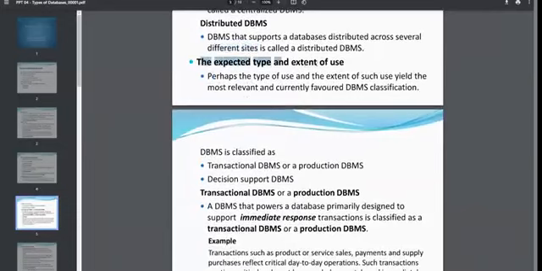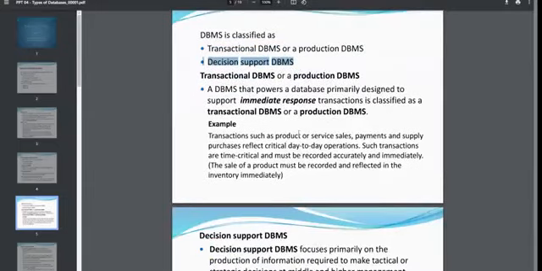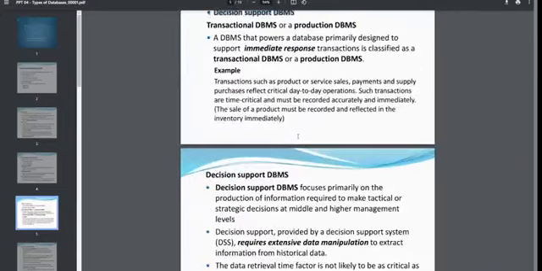So the next type is expected type and extent of use. Here we are discussing the different ways we can categorize databases. Previously we mentioned according to the user count, then according to the site location, one place or multiple places, centralized or distributed. The next one is expected type and extent of use. We can classify them as transactional or production database management systems, or decision support database management systems. You can read and understand the differences between these. Just read these things and understand.